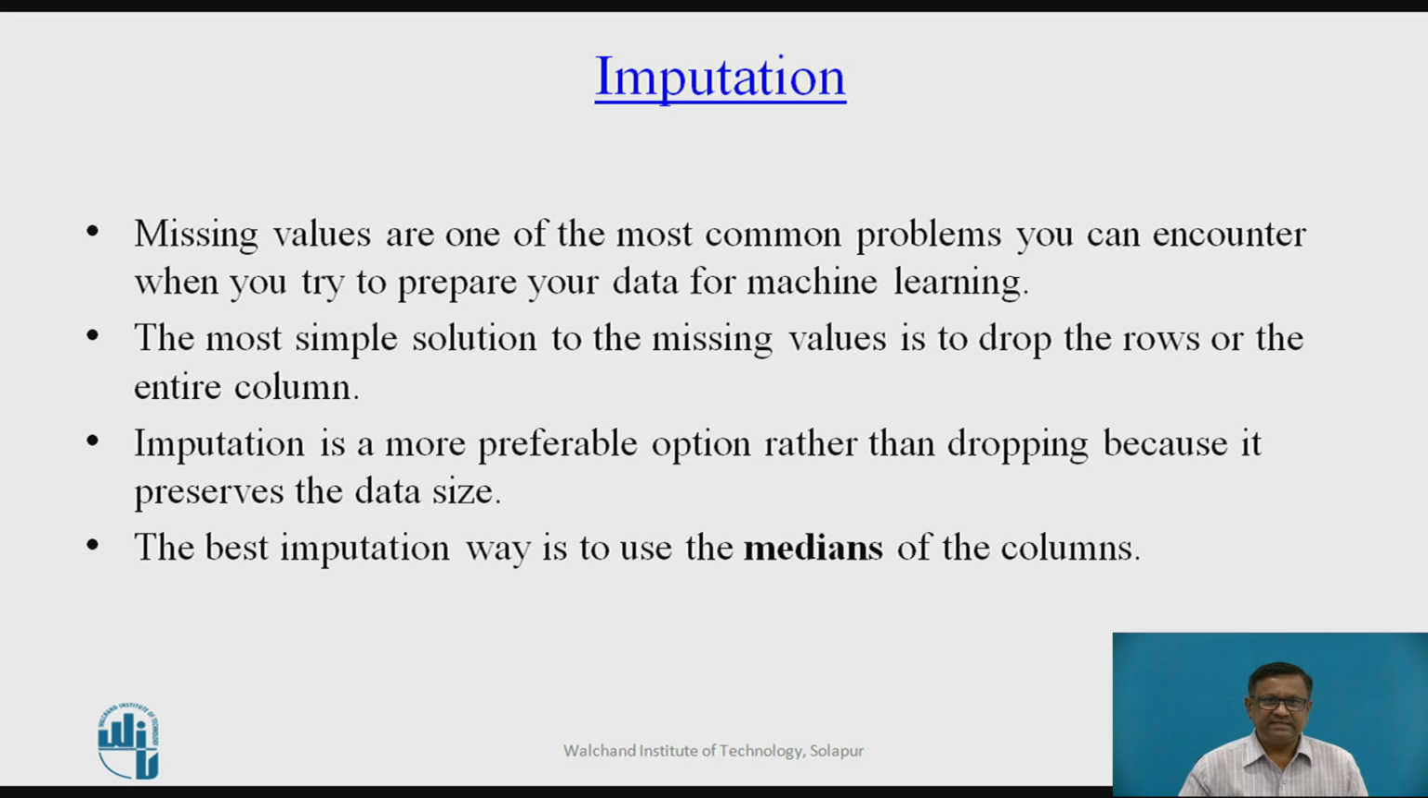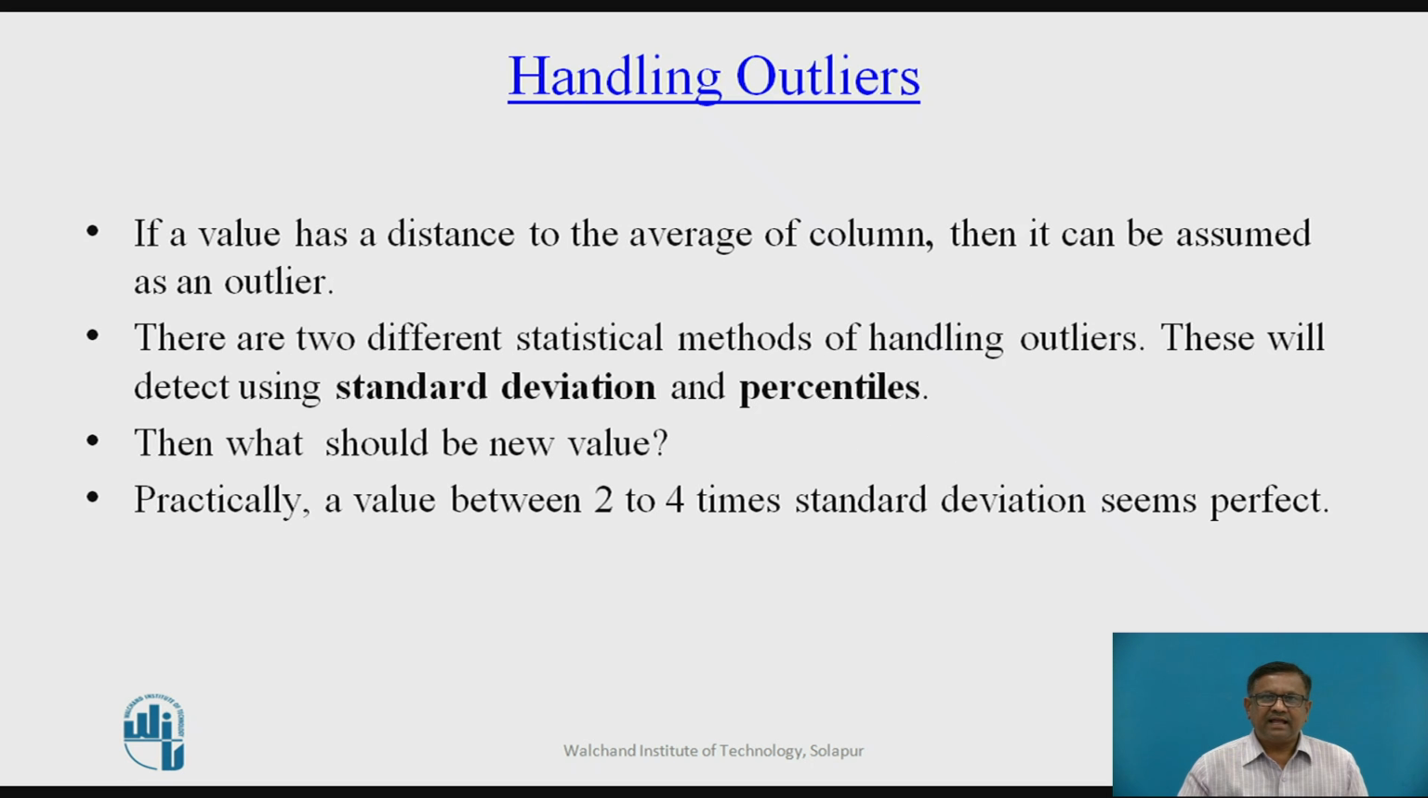So, what it does is, the best imputation method is to use the medians of all the columns. So, if you find out the median value of the given column, we can replace the missing value with it. Okay. Then next is handling outliers, which is one of the techniques of handling the features.